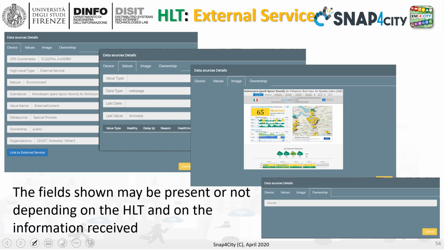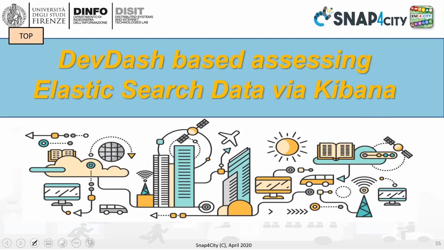So this is an example of all the view. You have this kind of information not only for sensors but also for external services. You may have different kinds of views according to different high-level types. So if you have a high-level type for which it makes no sense to have a process, the process will be missing, and you are going to have only the information related to the high-level type.